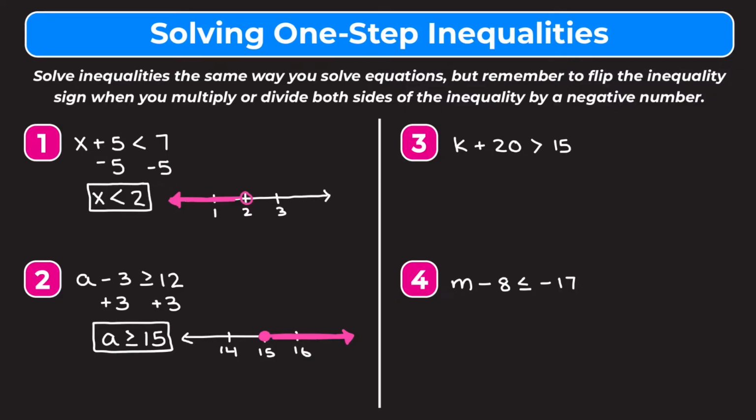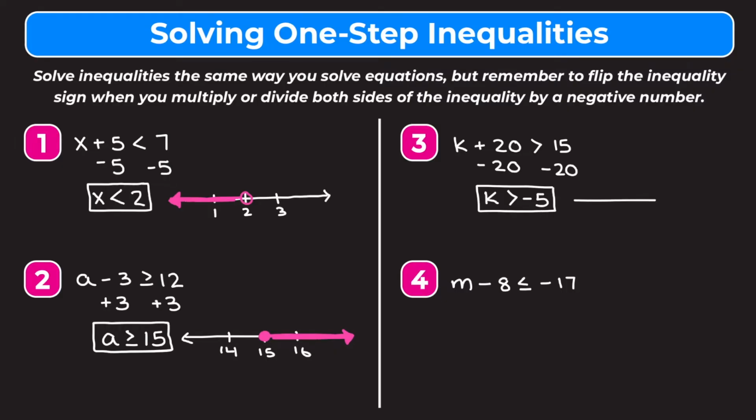Looking at example 3, we have k plus 20 is greater than 15. So to get rid of a plus 20, we have to do the inverse, which is subtraction. So we're going to subtract 20 from both sides of our inequality. On the left side, we're left with k. So we have k is greater than, and on the right side, 15 minus 20 is going to give us a negative 5. So we get that k can be anything greater than negative 5.